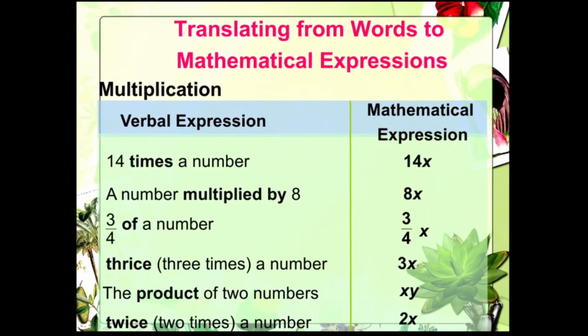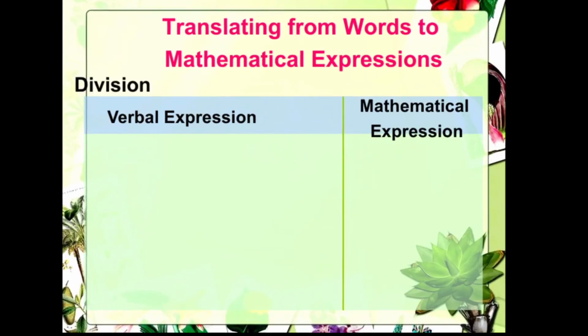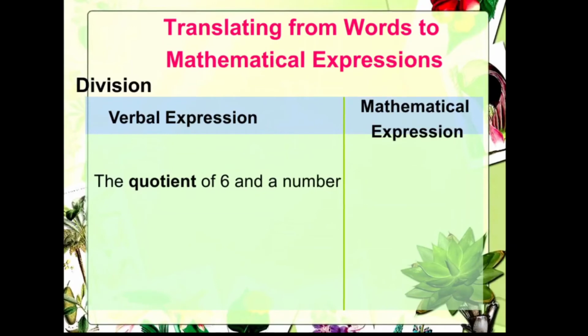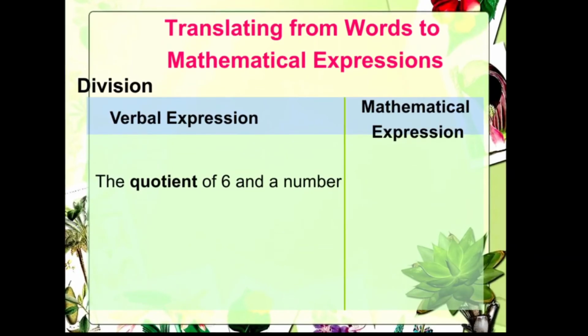So in this case, let's have division. For example, we have the quotient of 6 and a number. As you can see, we have to divide 6 and a number.